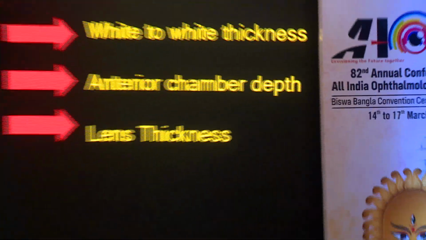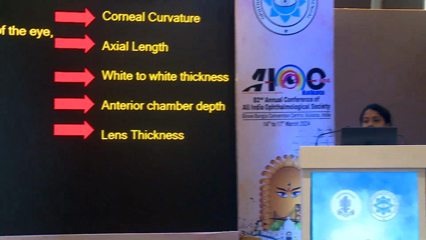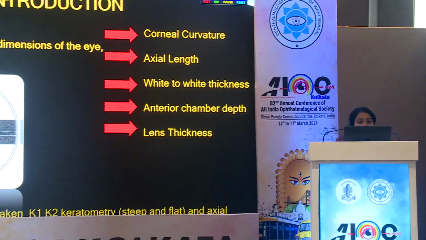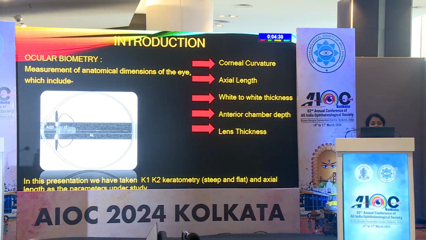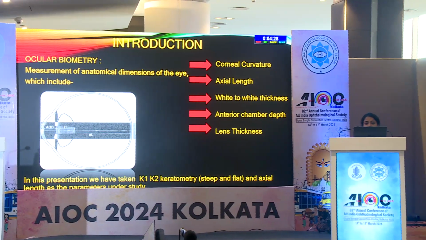My topic for today's presentation is the effect of pupillary dilatation on biometric measurement using manual and optical biometry methods. No financial interest. Ocular biometry is the measurement of the anatomical dimensions of the eye, which include corneal curvature, axial length, white-to-white, thickness, anterior chamber depth, and lens thickness. In this presentation, we have taken K1, K2 keratometry and axial length as the parameters under study.